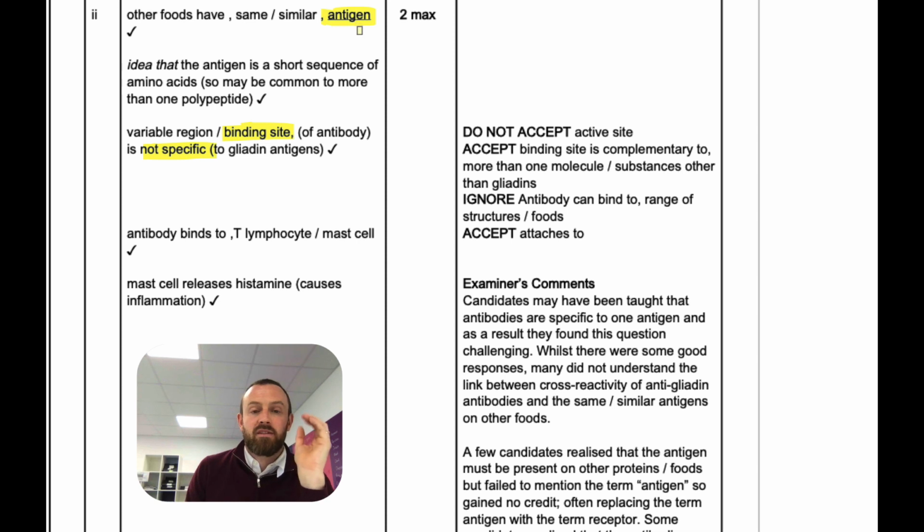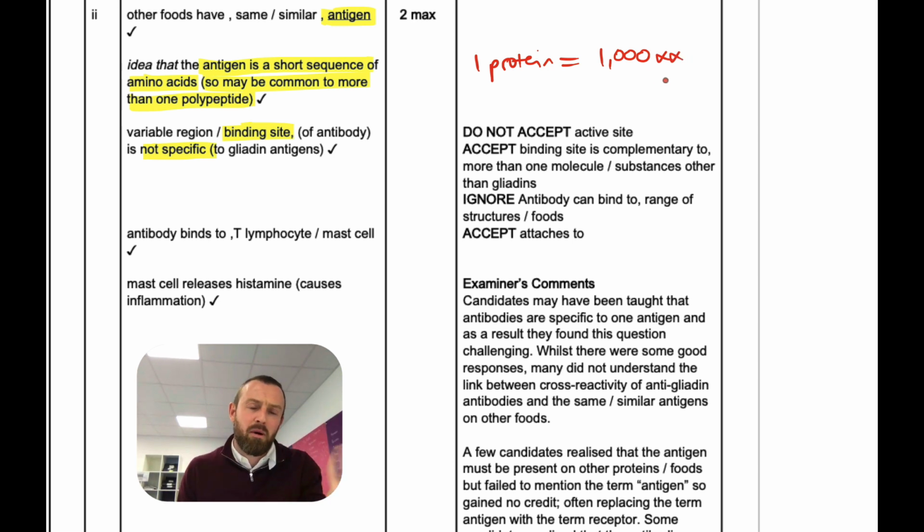So antigen is the thing the antibody binds to. Use that word. It's underlined here. And you could have got marks for saying that the antigen is a short sequence of amino acids, so maybe common to more than one polypeptide. Let's say one protein might equal something like 1,000 amino acids, roughly, as a ballpark figure. And maybe the antigen is only like 7 amino acids out of that 1,000, just a little tiny pocket. So it might be that multiple proteins have those same 7 amino acids in one little spot of the protein. It might be common to more than one polypeptide.